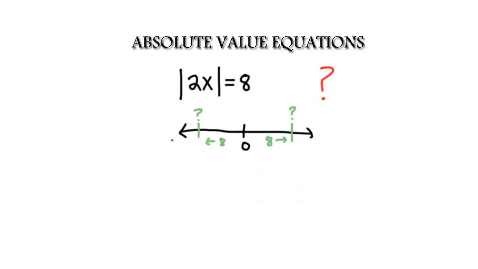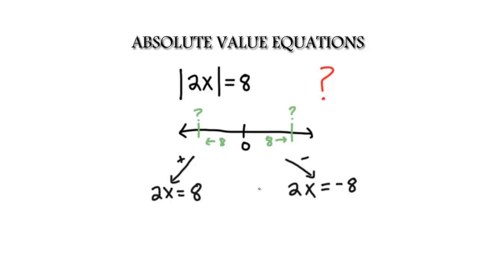So let's figure it out. We know we have to split this into two different problems. So let's draw two arrows. One of the problems will be to take away the absolute value symbol, so you just write 2x is equal to the positive 8. And then the other one, you write 2x again, but this time it's equal to negative 8. So that's very important. Those are the two different problems that you have to solve, one with the plus and one with the minus.